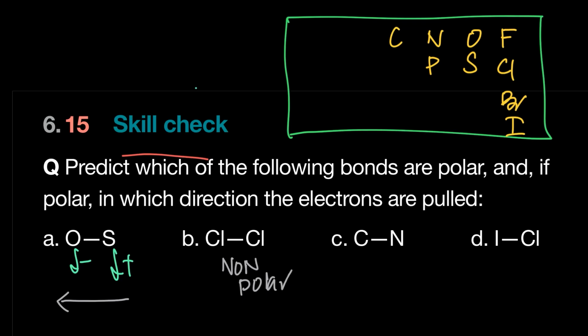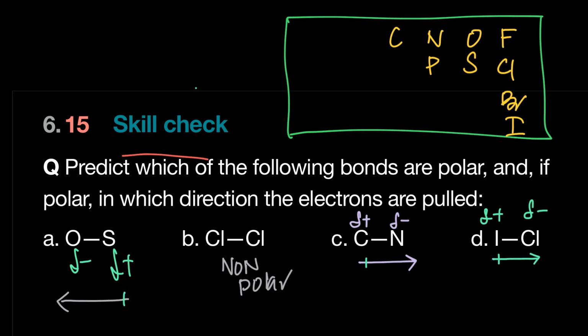उसके बाद CN में से which is more negative? Nitrogen. So nitrogen is negative, carbon is positive. The electrons are being pulled towards nitrogen. Then iodine and chlorine में से which is more negative? Chlorine. So chlorine is negative, iodine is positive. The electrons are moving towards chlorine.